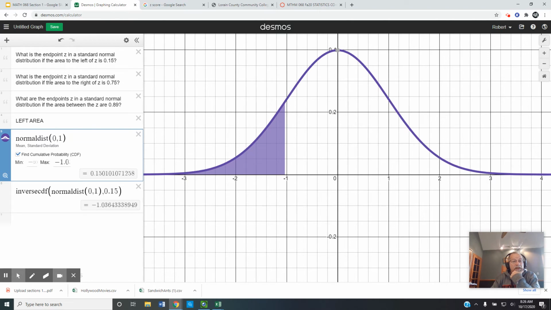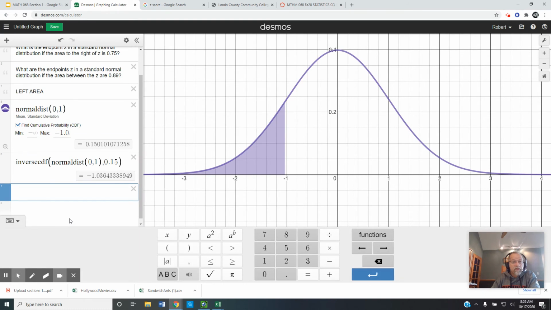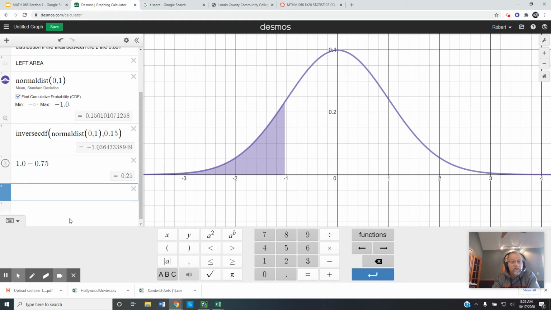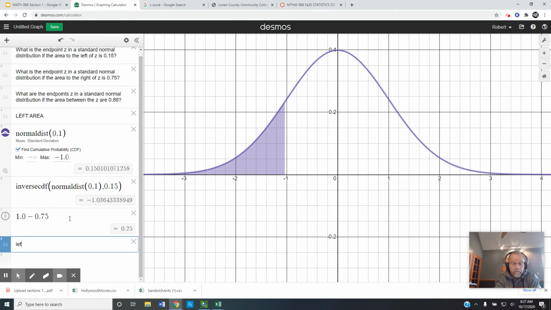It says, what is the endpoint Z if the standard normal distribution area to the right is 0.75? Okay, well, remember your first thinking. If this says area to the right is 0.75, we have to think 1.0 minus 0.75, which is obviously 0.25. That means area to the left is equal to 0.25. We can't put 0.75 in the calculator because it'll put 75% of the area on the left. We want 25% on the left so that we have 75% on the right.